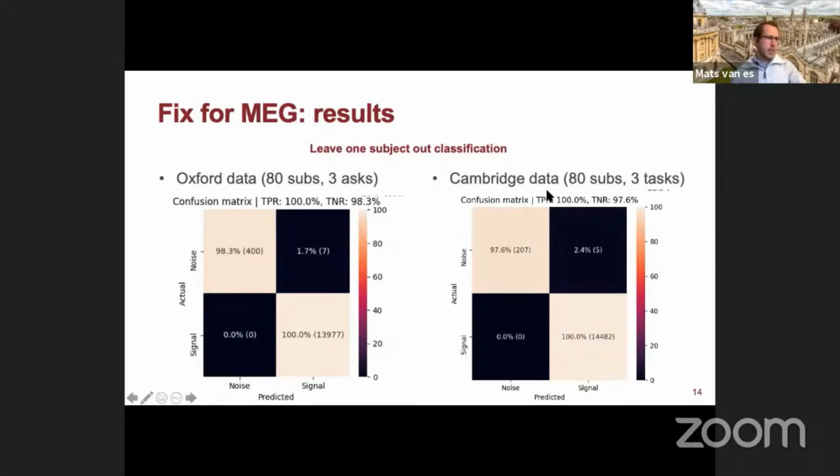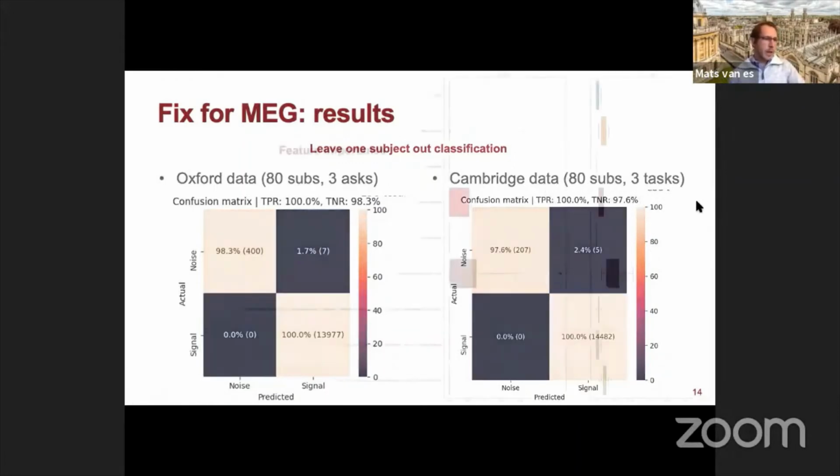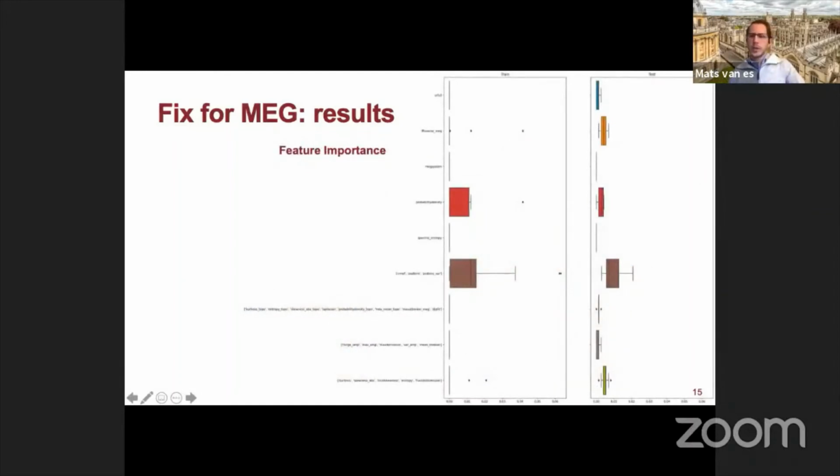But this is very high, and in the Cambridge data, leave one subject out classification is very high as well. And then there's a way to look at which features are actually important for this classification, for this performance. I grouped a number of features together. This is not just showing which features are important and which are not, but basically how much you decrease in performance when you remove this feature. The more to the right it goes, and this is for the training data set, and on the right for the testing data set, the more important it is. So if you remove it, then you really decrease in accuracy.